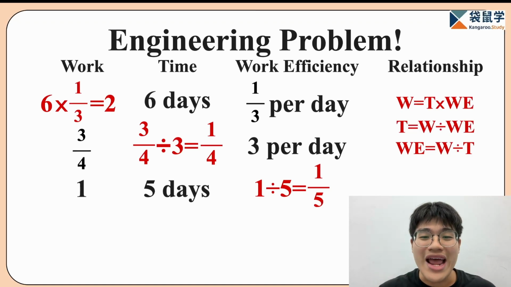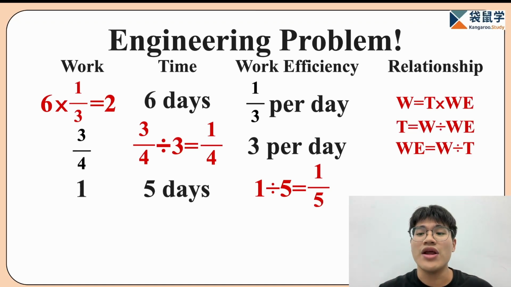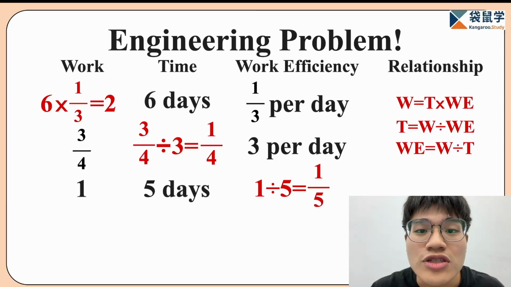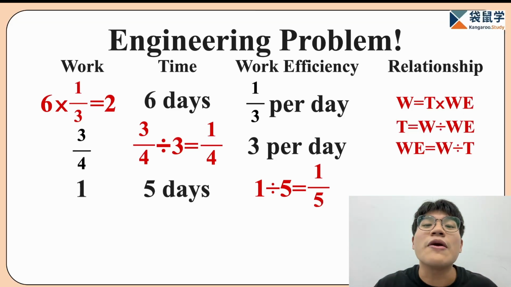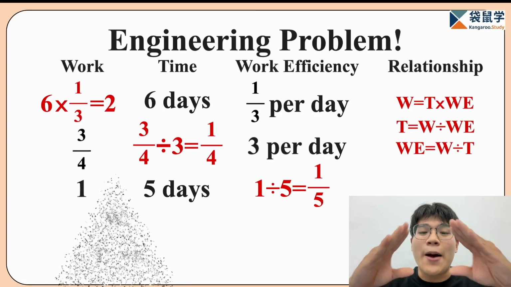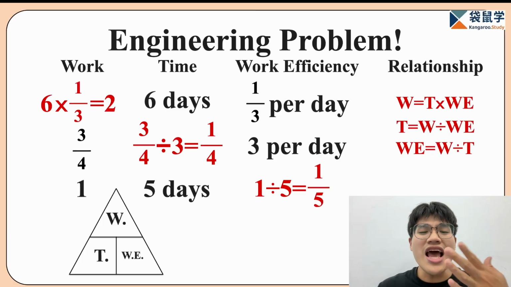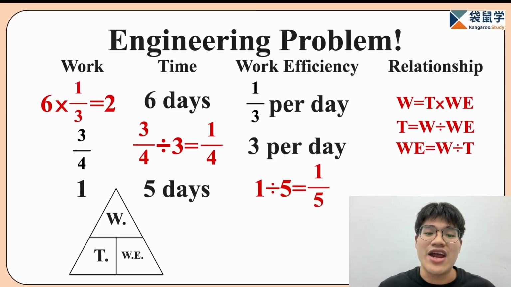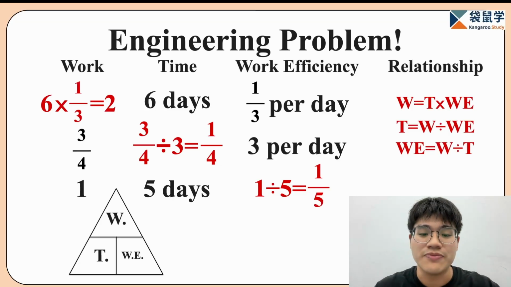Now you may want to ask, teacher, how am I going to memorize all of these relationships? Now I'm going to tell you a secret tip. Don't tell everybody. It's only between me and you. With this method, we can draw a pyramid to remember all the relationships. In this pyramid, we can see that work is on the top of the pyramid, and time and work efficiency are at the bottom of the pyramid.